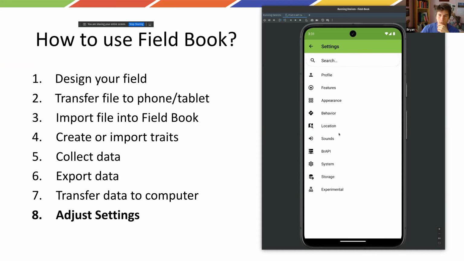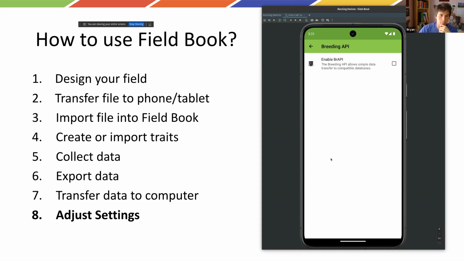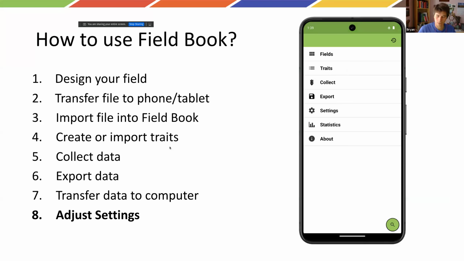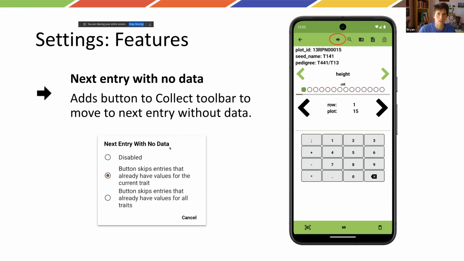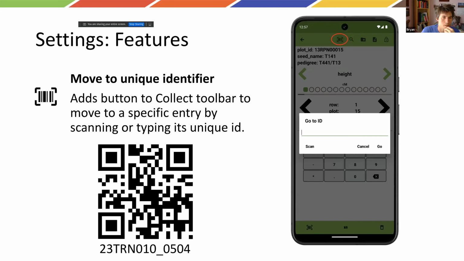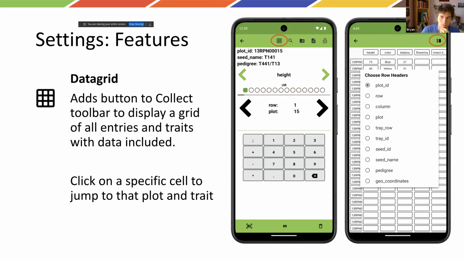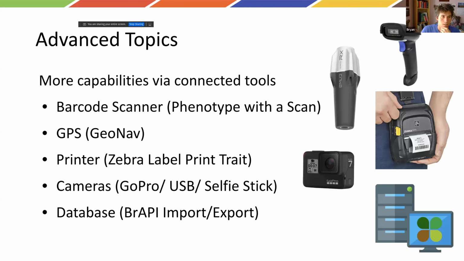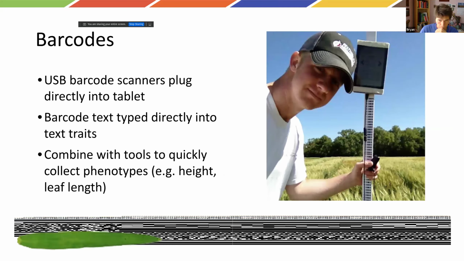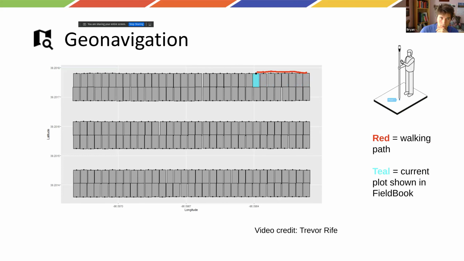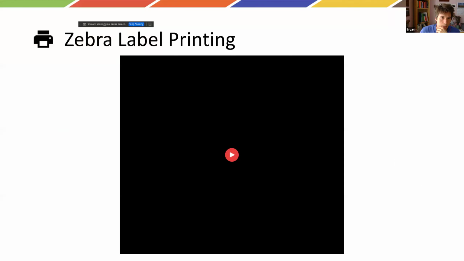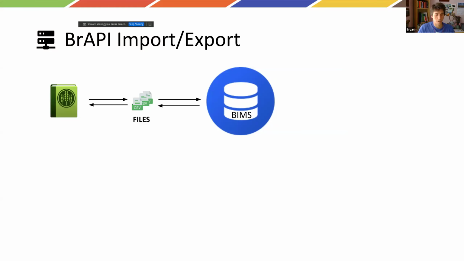All right, and last but not least, BrAPI. That's what we're going to be looking at shortly. I'm going to go ahead and skip to that. You can always come back to this presentation or the docs themselves if you want to learn more about different features. Here are some of the external devices that work with some of the traits. And geonavigation, which has been exciting to develop, but that requires quite a bit of extra hardware. And yeah, last but not least, BrAPI.